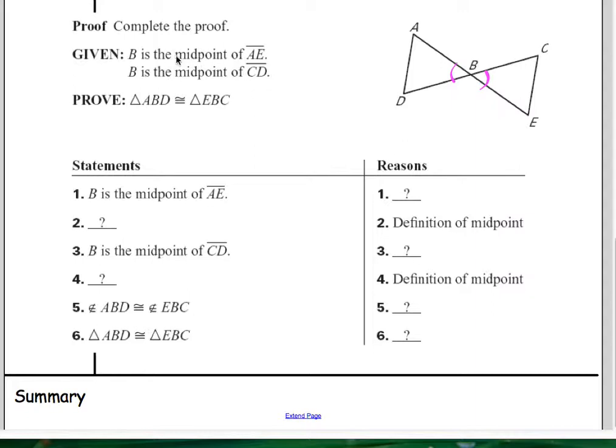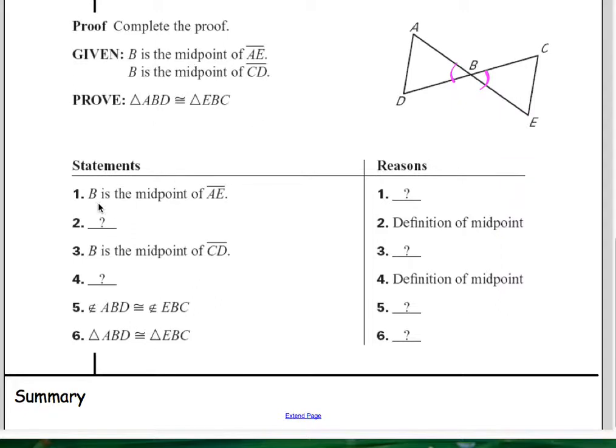Now let's look at our given. We're given that B is the midpoint of AE, and we're given that B is the midpoint of CD. So we need to list these into our proof, and we need to put given for our reason. And if I was making this proof from scratch, I could just list both of these in the first statement and put given as the reason. I don't have to separate them like they did in this proof.